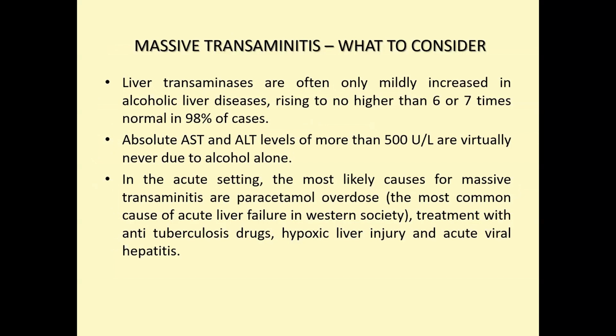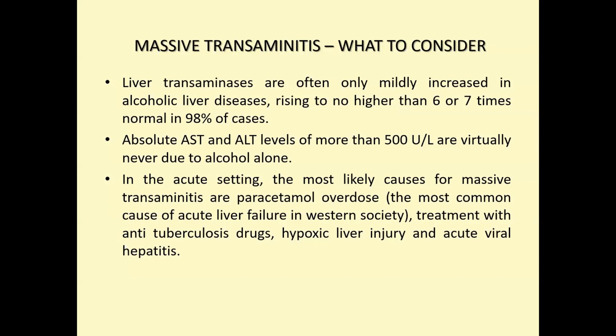There's one term I came across in one article written by a clinician, massive transaminitis, what to consider. So I thought, okay, I'll share with you. Liver transaminases are often only mildly increased in alcoholic liver disease, rising to no higher than 6 or 7 times. So you should see the magnitude of rise, 6 or 7 times. In 98% of cases, absolute AST and ALT levels more than 500 are virtually not due to alcohol. So when you see levels more than 500, you do not consider alcohol. Some other reason is there. So that is massive transaminitis.